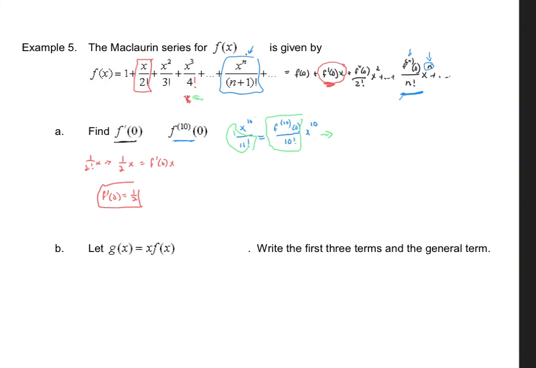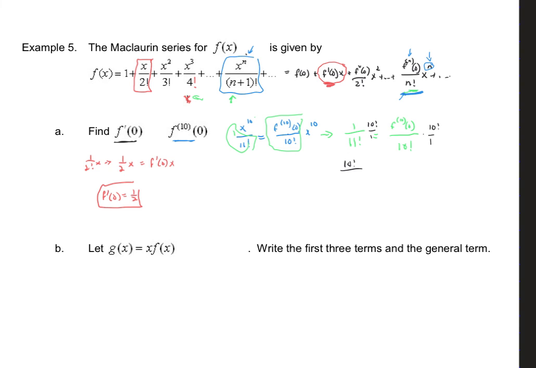You with me here? 1 over 11 factorial, that's the coefficient according to our formula, must be the 10th derivative at 0, which is what we're trying to find, over 10 factorial, because that's what we know about the coefficient of x to the 10th in a Maclaurin series. So we can solve now for our 10th derivative by multiplying both sides of that equal sign by 10 factorial.